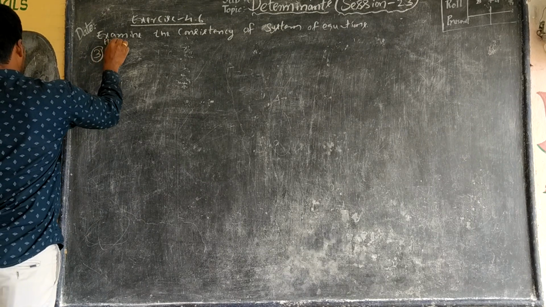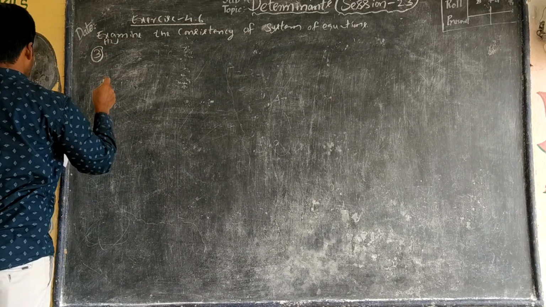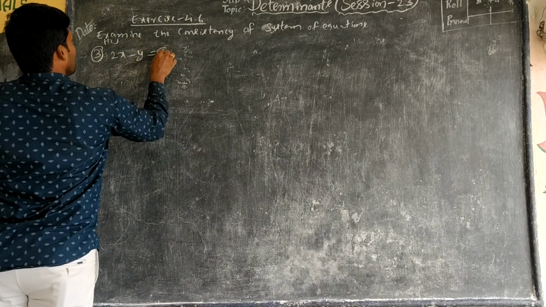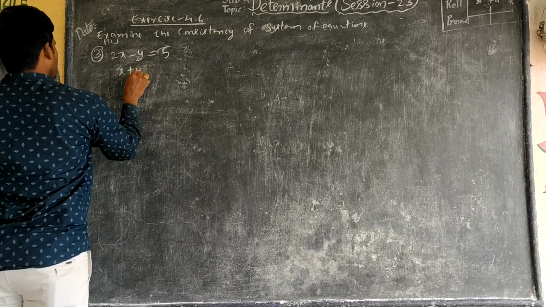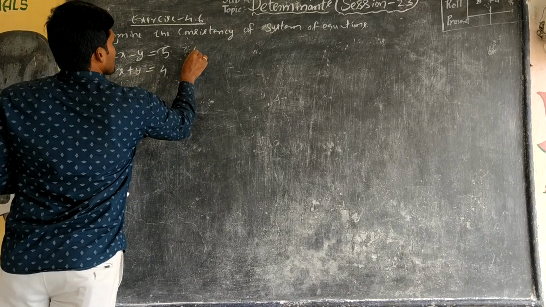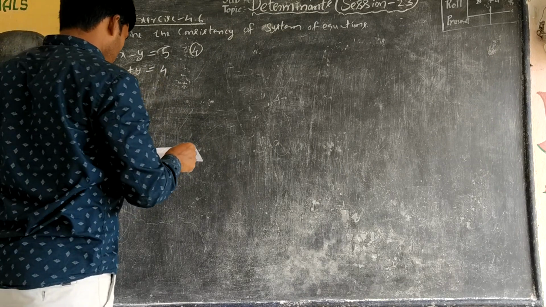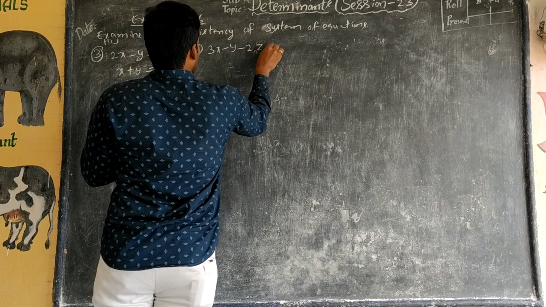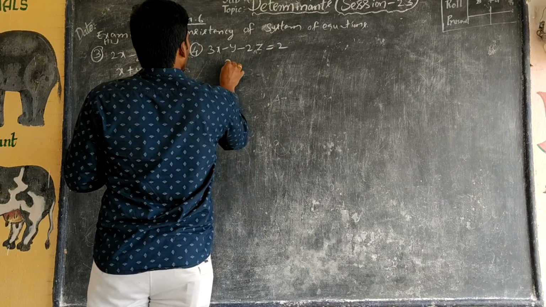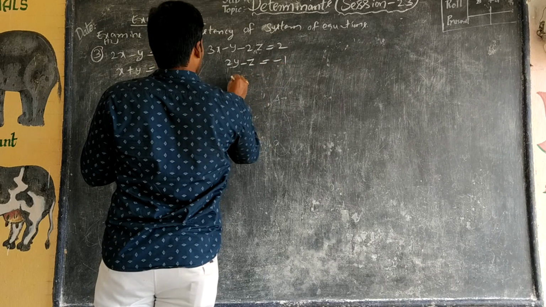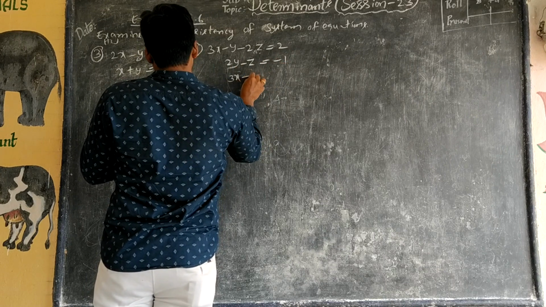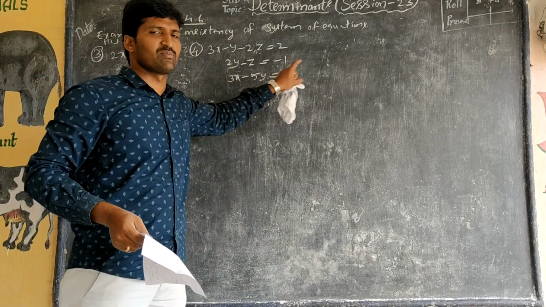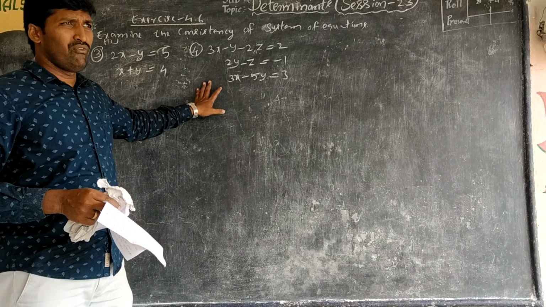Everyone try this one as homework. Try these questions, checking for consistency. 2x minus y equal to 5, x plus y equal to 4. Next one, homework: 3x minus y minus 2z equal to 2, 2y minus z equal to 1, 3x minus 5y equal to 3. Same way, write the A matrix, X matrix, B matrix and find the A value.